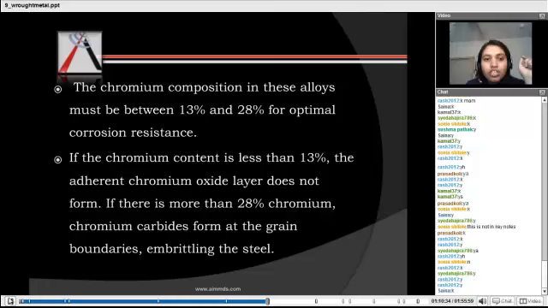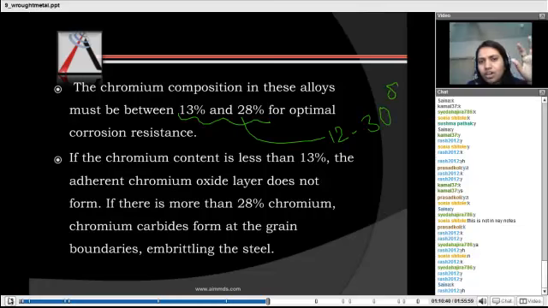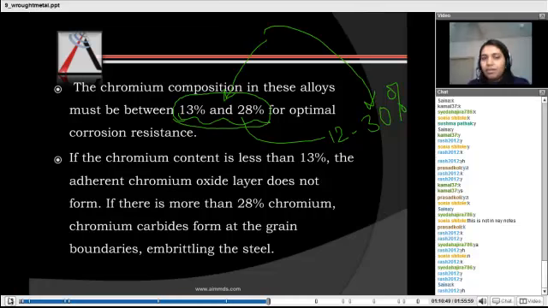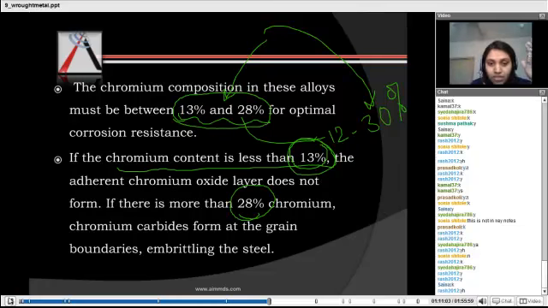Now the chromium composition has to be between 13 to... now look at this, I contradict myself, it's 12 to 30 or 13 to 28, it is nearly the same value. So you can just choose anything. This is more precise and this is a slightly bigger range. If the chromium content is less than 13%, it will not be effective. But if we increase it to more than 28% or 30%, it will make the steel brittle. That is why we want this particular range. Below that range it is not effective, but above it, it will make it brittle.